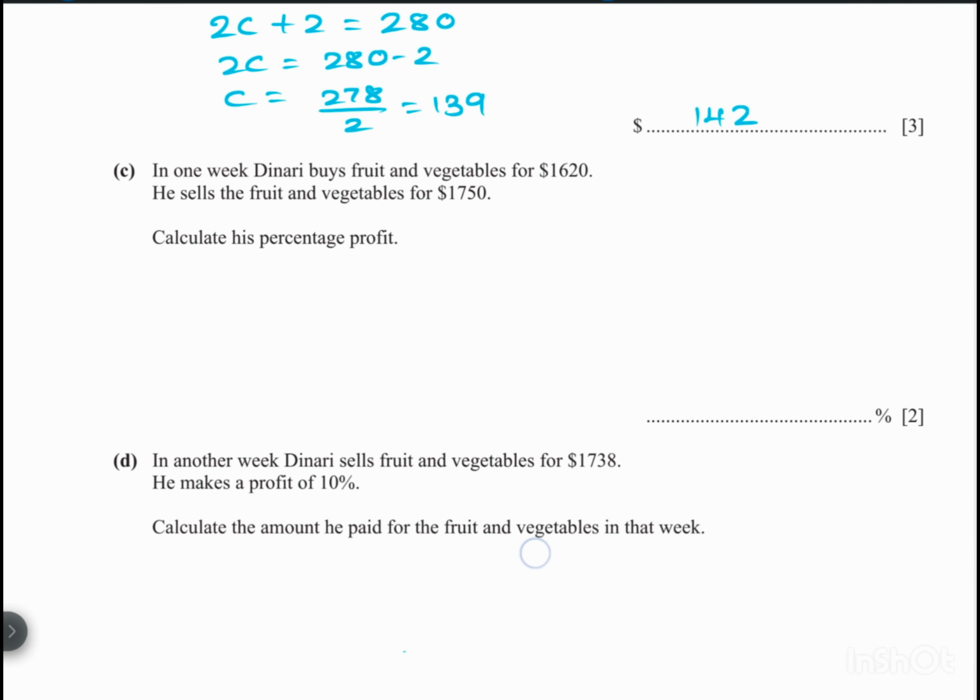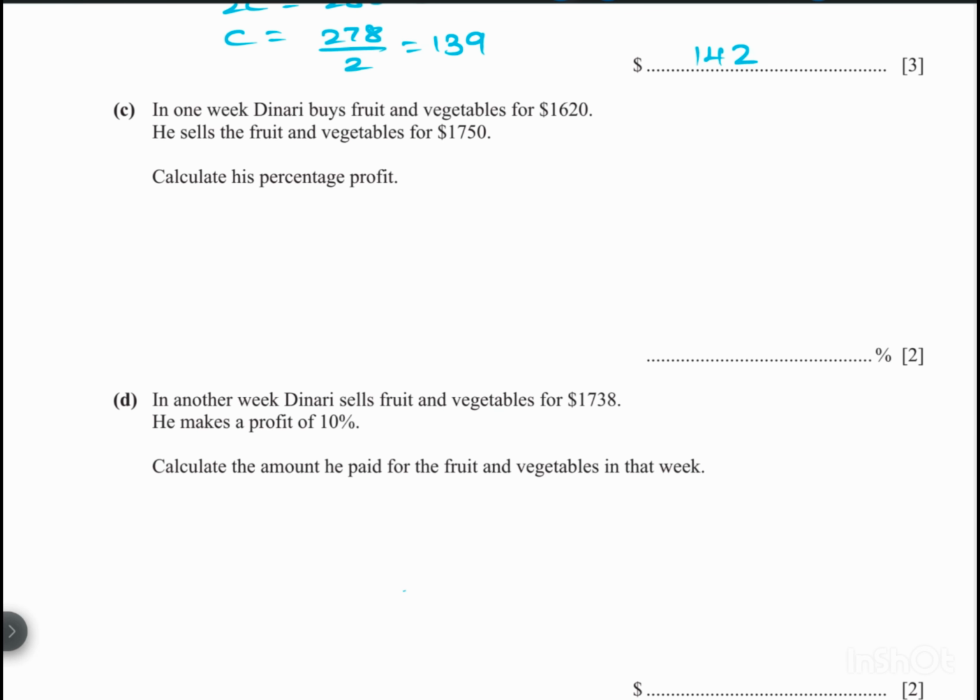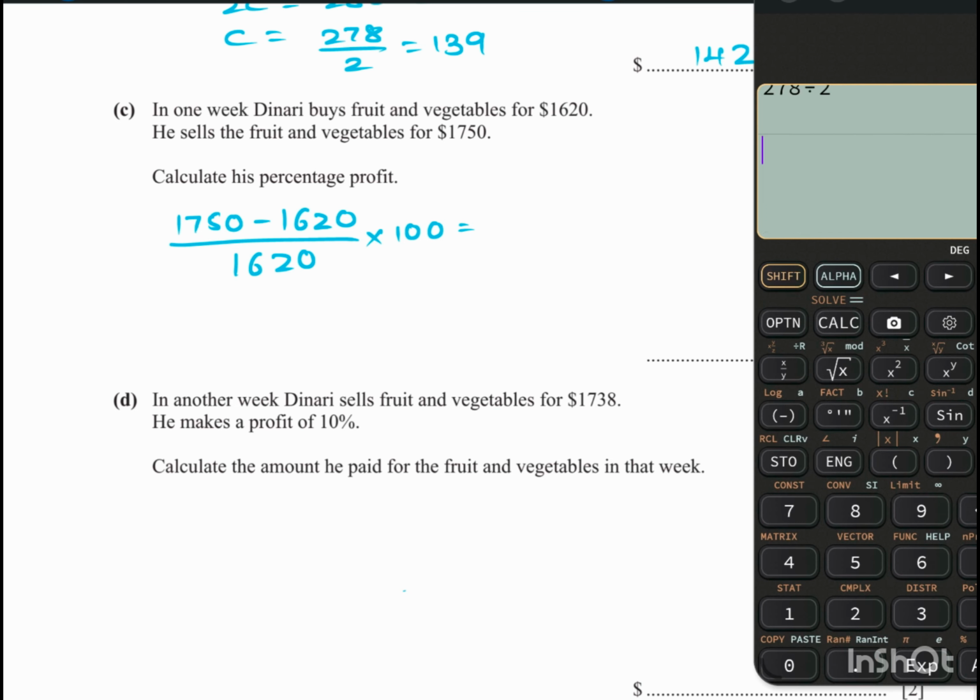Question number C. In 1 week, Dinari buys fruits and vegetables for $1,620. He sells the fruit and vegetables for $1,750. So he bought it for this amount and sold it for this. So of course it is a profit. So we need to find the profit percentage here. Calculate his percentage profit. So take the amount he sold minus the amount he bought for, divided by the amount he bought for, multiplied by 100, will be the profit percentage. So just put this in the calculator.